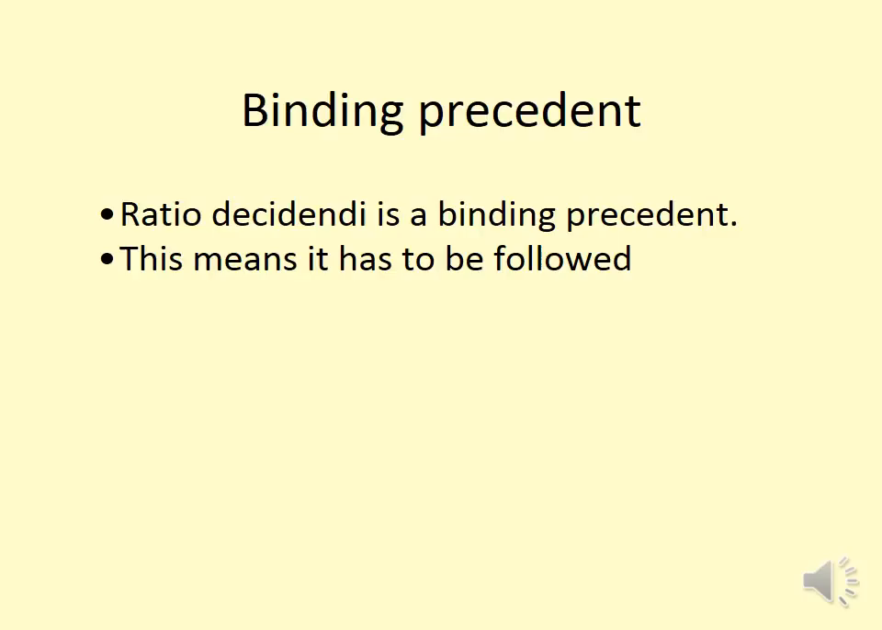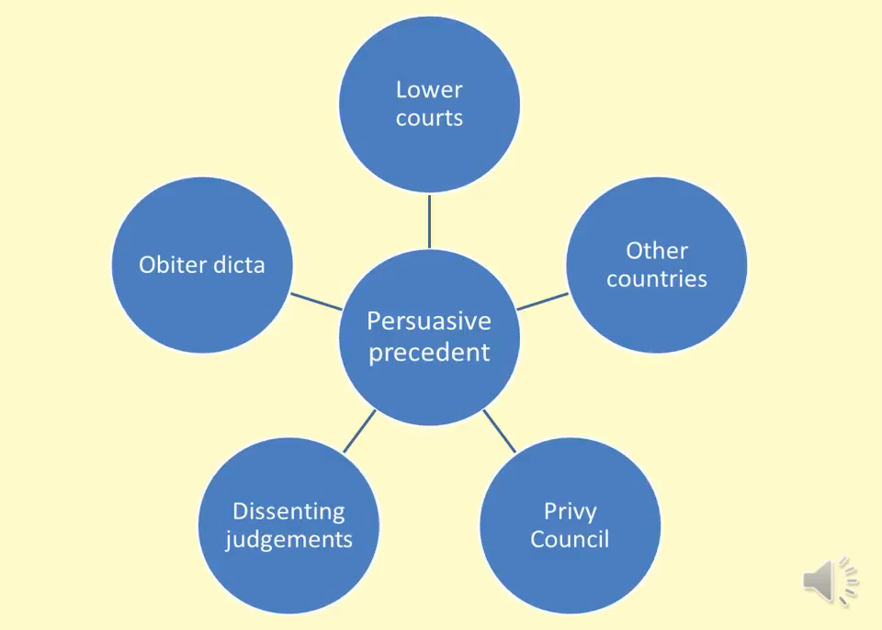So as we've talked about before, there are binding precedents. So ratio decidendi is a binding precedent, and this means that it has to be followed. However, there are several different types of persuasive precedent that you might need to know about. So on the left-hand side, we have obiter dicta, which we said meant the other things said by a judge. And that's persuasive, so the judge doesn't have to follow it, but they can choose to.